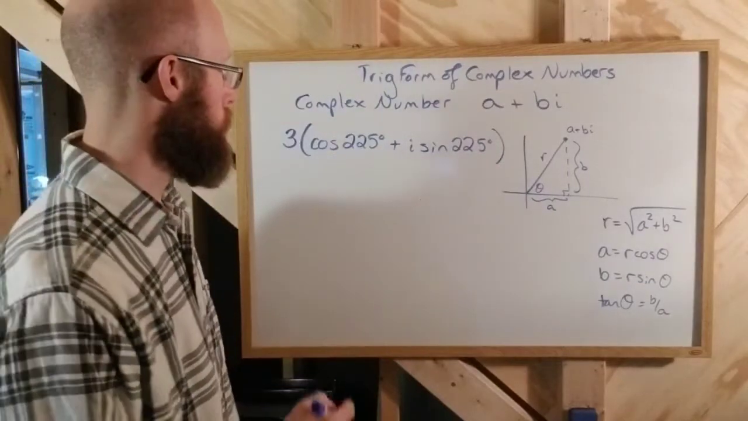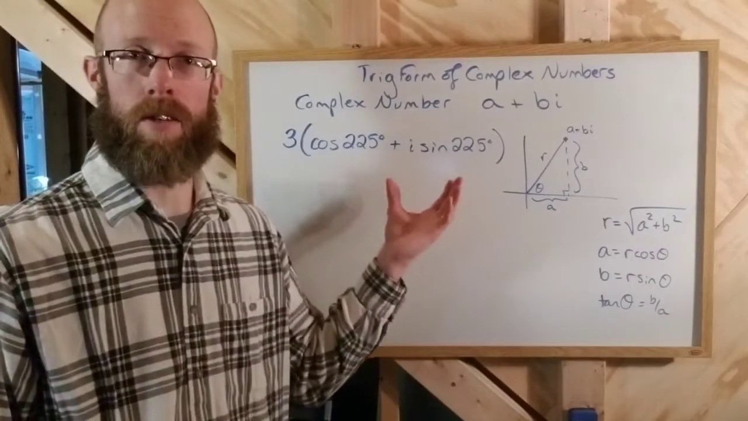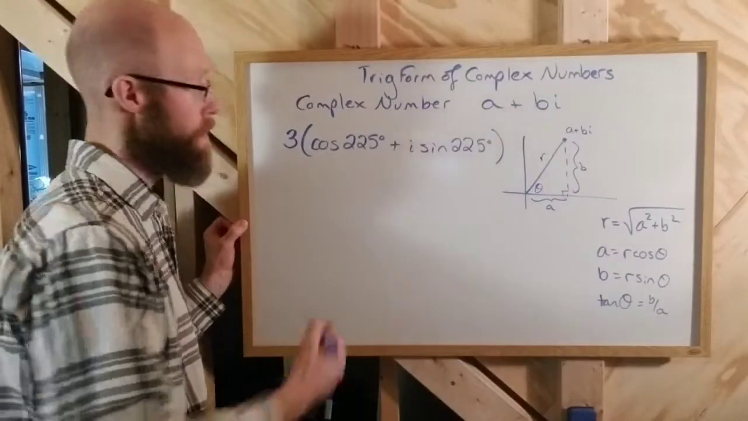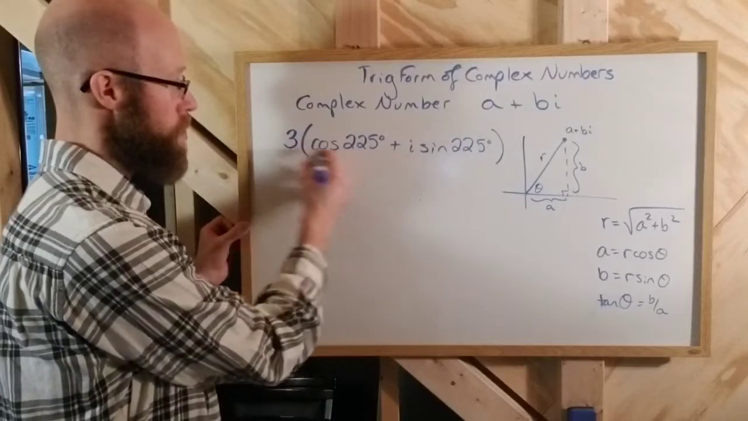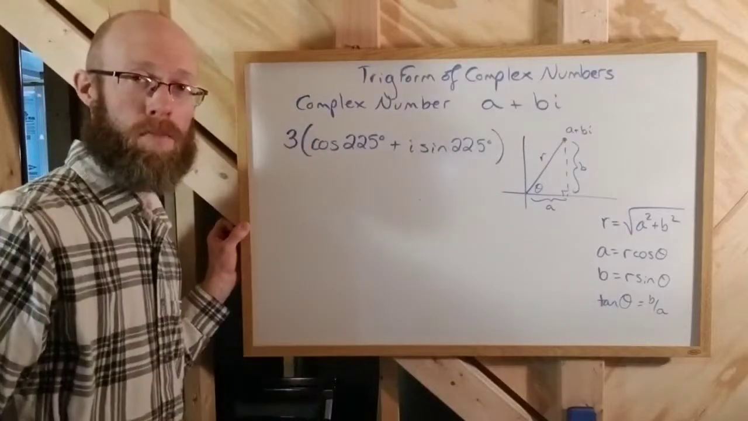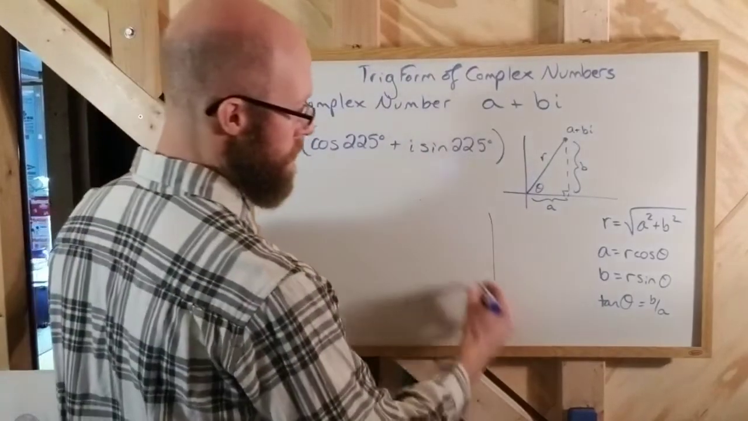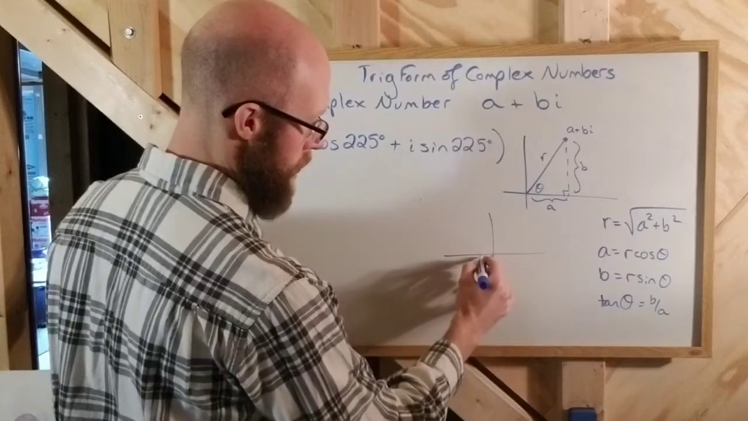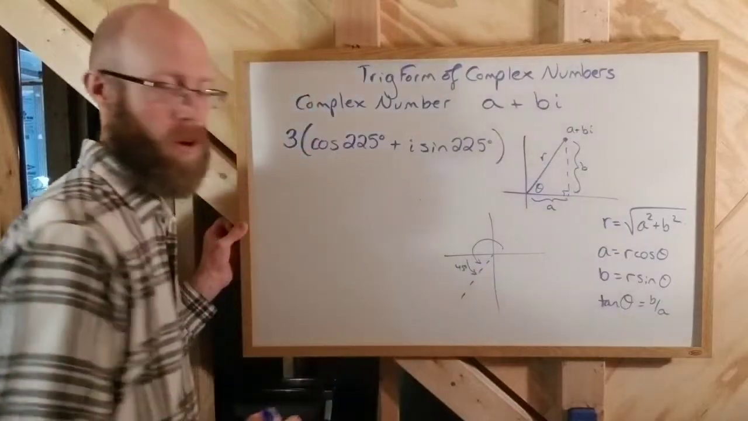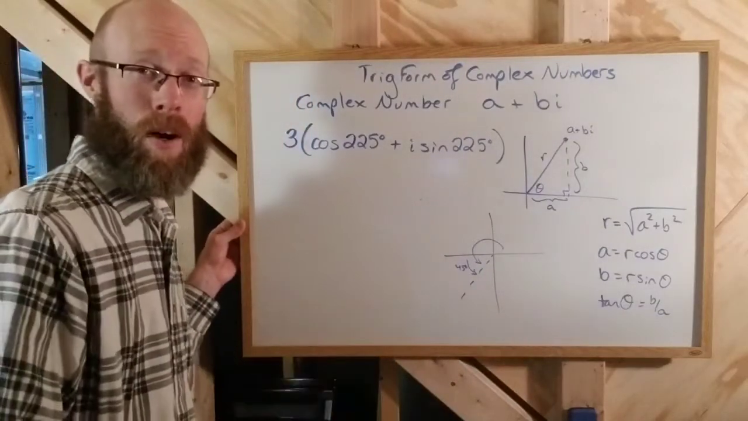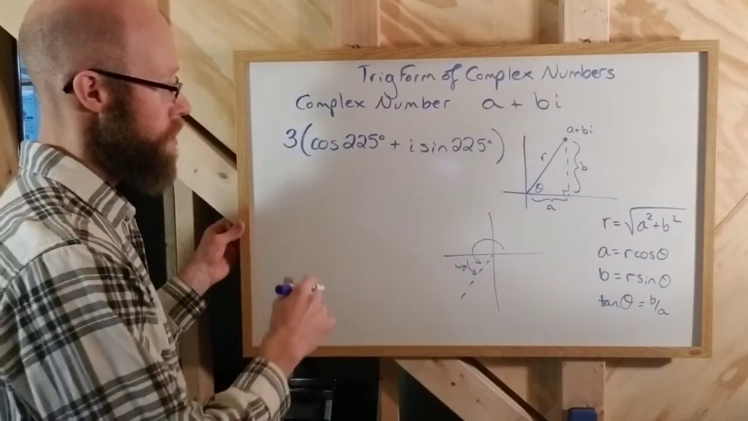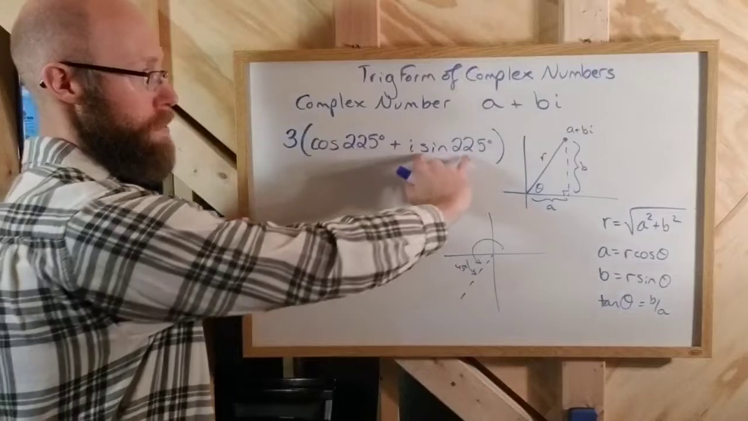Okay, so on this one, if I want to convert this to the A plus BI form, all I need to do is calculate the cosine 225 and multiply by 3, calculate the sine of 225 and multiply by 3. Well, 225 is a 45-degree angle down here in the third quadrant, right? It's a 45-degree angle down from 180. And so it's a third quadrant angle, so both of these should be negative.